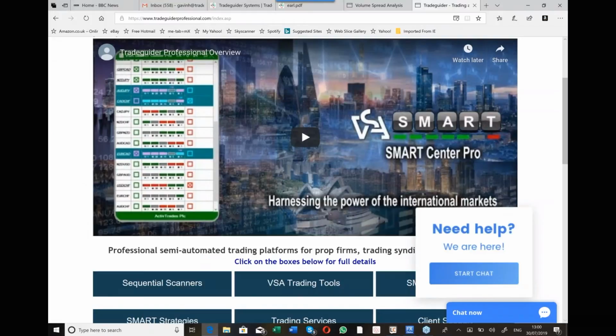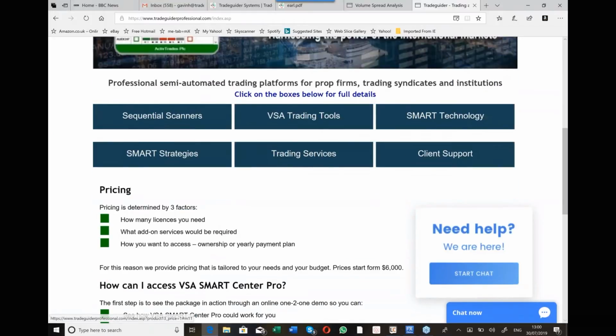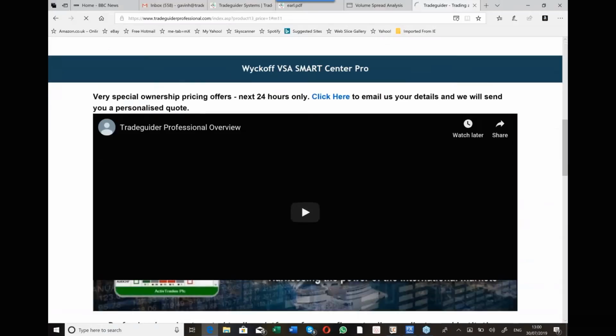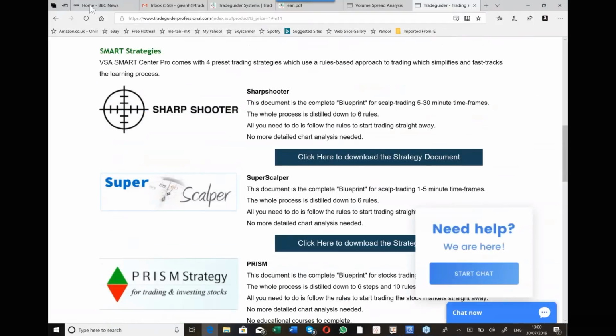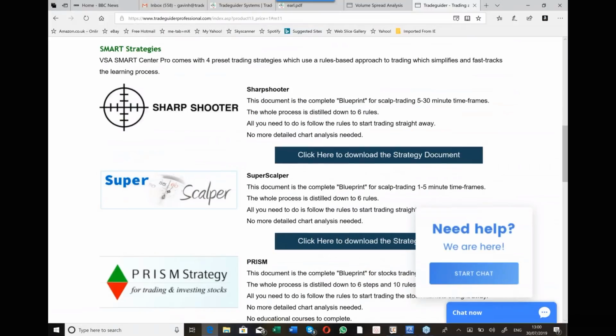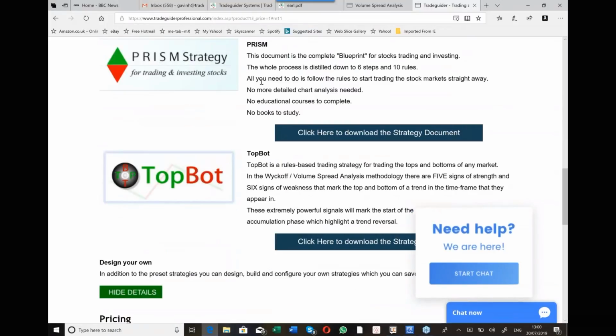So what I want to direct you to is this part here, the strategies. I'm going to show you one today, just the one. There are videos on the strategies, but you can now download these documents. They're available from here. When you click on that, it's Sharpshooter, Super Scalper, Prism, which is for stocks. But today, I'm going to show you TopBot, because that's the one that's been working beautifully in the British Pound, USD and the Euro. Now, what this strategy does, and you can click here to download it.